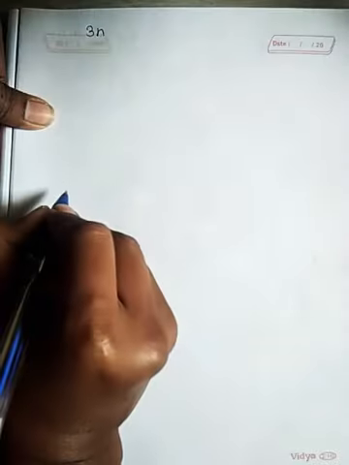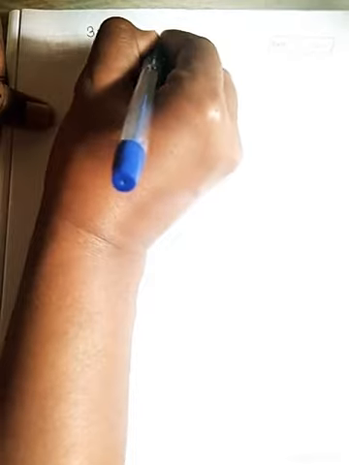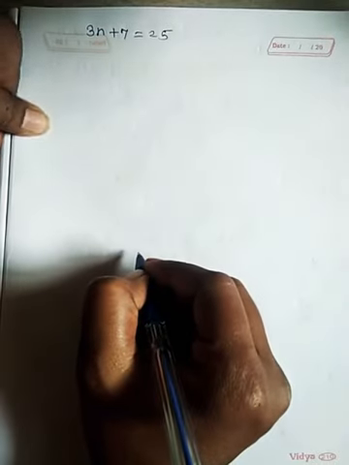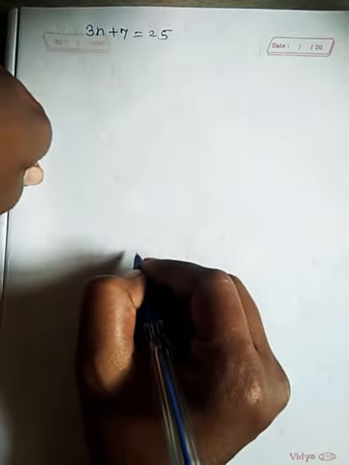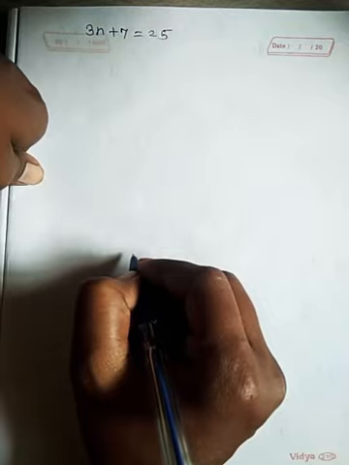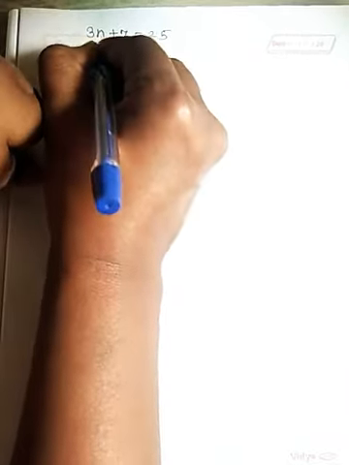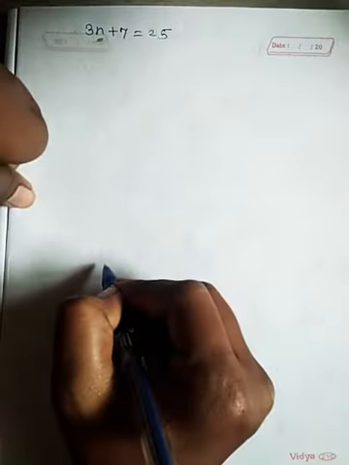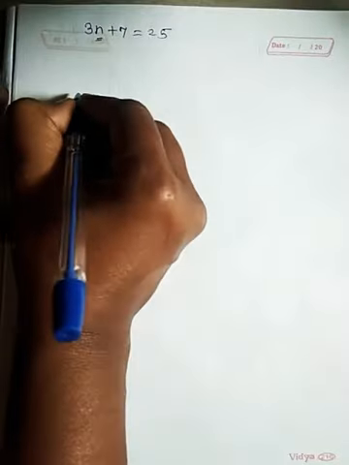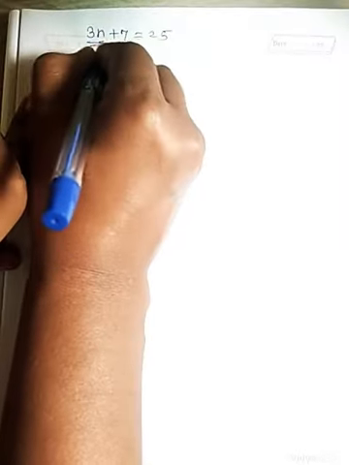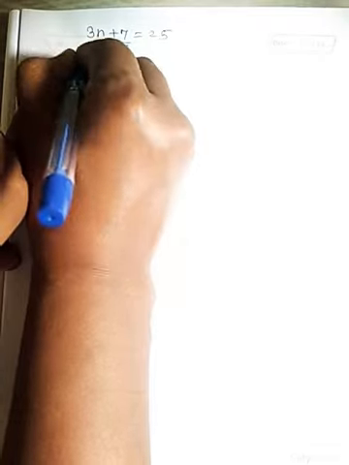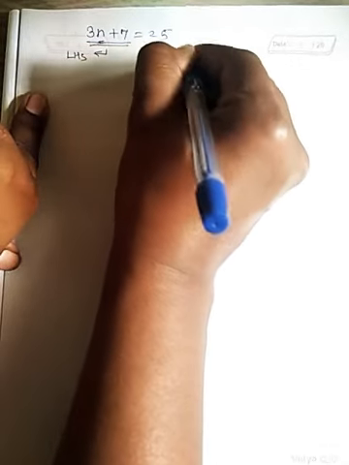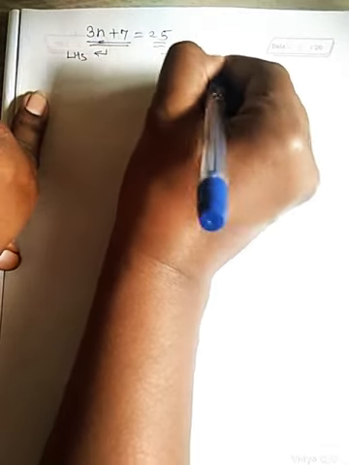Now take one example. 3n plus 7 is equal to 25. Now we have to find the value of n in this, or we have to solve this. Now what you have to do, this one is nothing but LHS. This one is RHS. Okay.